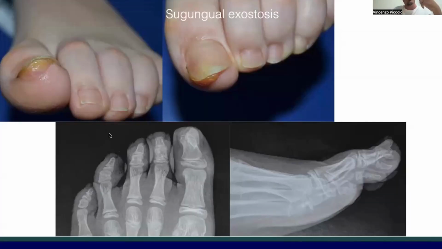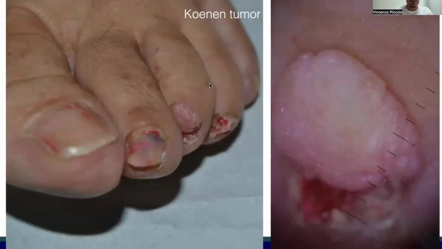That is an osteochondral proliferation of the distal phalanx of the toenail, in this case, that lifts up the nail plate, provoking pain in patients, and is a progressive disease, and it should be confirmed by X-ray, like in this patient, and surgically removed, even if it is a subungual exostosis.